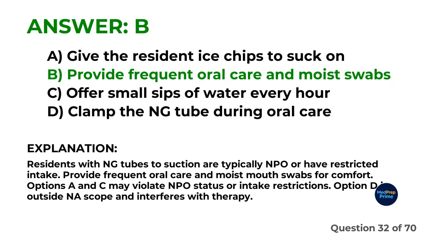Correct answer B. Residents with NG tubes to suction are typically NPO or have restricted intake. Provide frequent oral care and moist mouth swabs for comfort. Options A and C may violate NPO status or intake restrictions. Option D is outside NA scope and interferes with therapy.